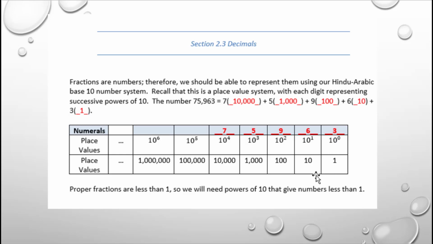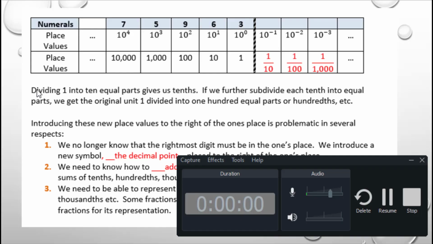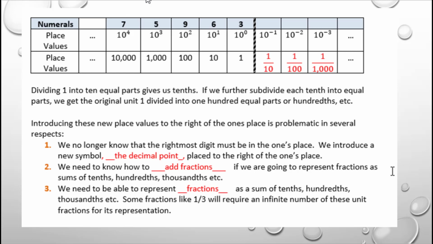So fractions are going to be less than 1, proper fractions. So we need powers of 10 that give us numbers less than 1. So here is our number system. Notice that, let's start at 1. 10 to the 0, just by definition, is 1. Anything to the 0 power is 1. 5 to the 0 power is 1. 3/4 to the 0 power is 1. So any number except 0 to the 0 power is 1.